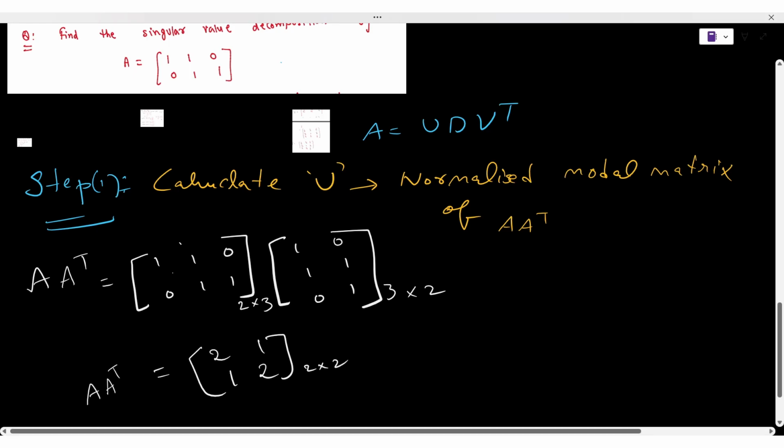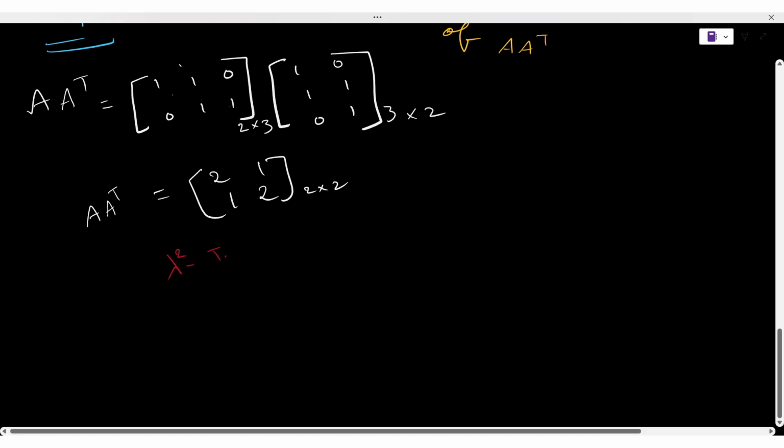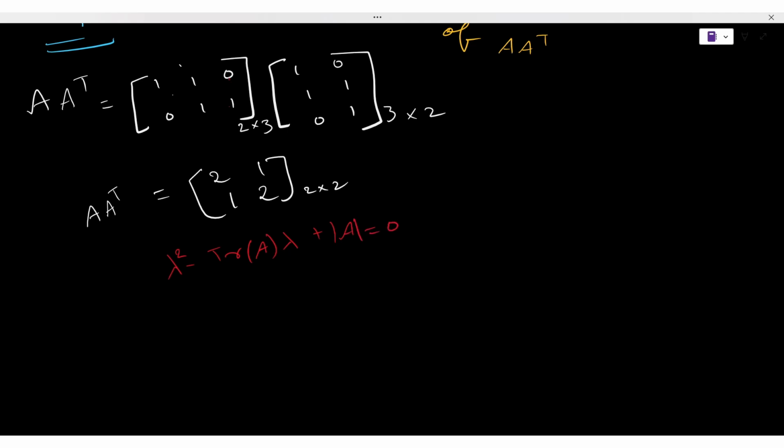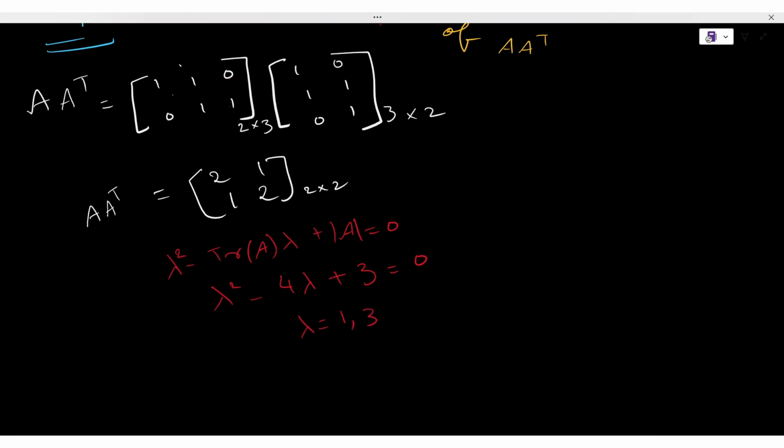For this A into A transpose, find out eigenvalues, because for A into A transpose we have to find the eigenvalues, right? So characteristic equation: lambda square minus trace of A into lambda plus determinant of A equal to 0. Lambda square minus trace of A, which is 4, lambda plus determinant of A, which is 3, is equal to 0. Since coefficient sum is 0, 1 is a root we can say, and 3 is a root we can say. Remember this property.